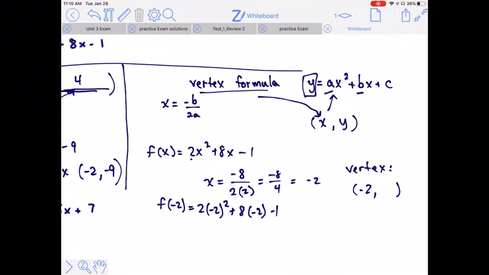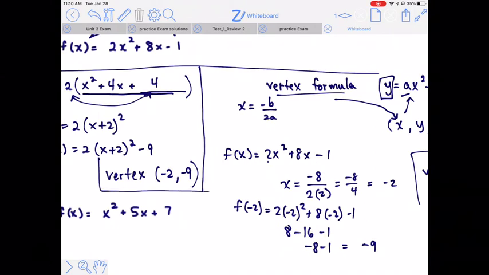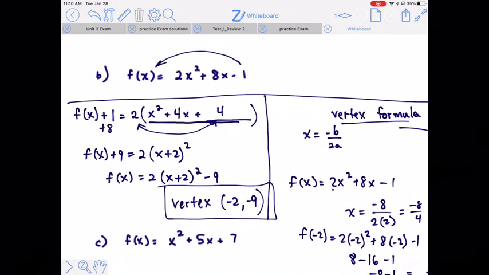So this gives me 4 times 2, which is 8. 8 minus 16 minus 1. This is -8 minus 1, which is -9. So we have the vertex of (-2, -9). Same thing over here, vertex (-2, -9). So both ways have their advantages.